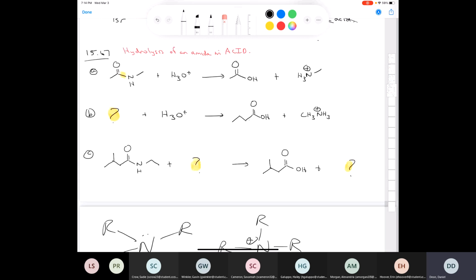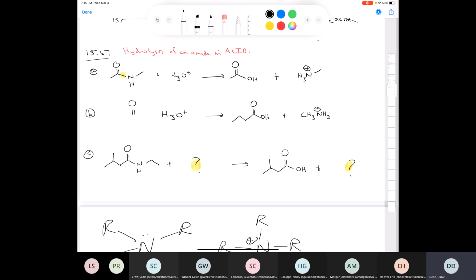The next one is the exact same thing. It's the hydrolysis of an amide in acid. However, this time we're asked to provide the amide that comes from butanoic acid and methylammonium. So if it's butanoic acid and methylammonium, then we're going to have N-methyl butanamide.